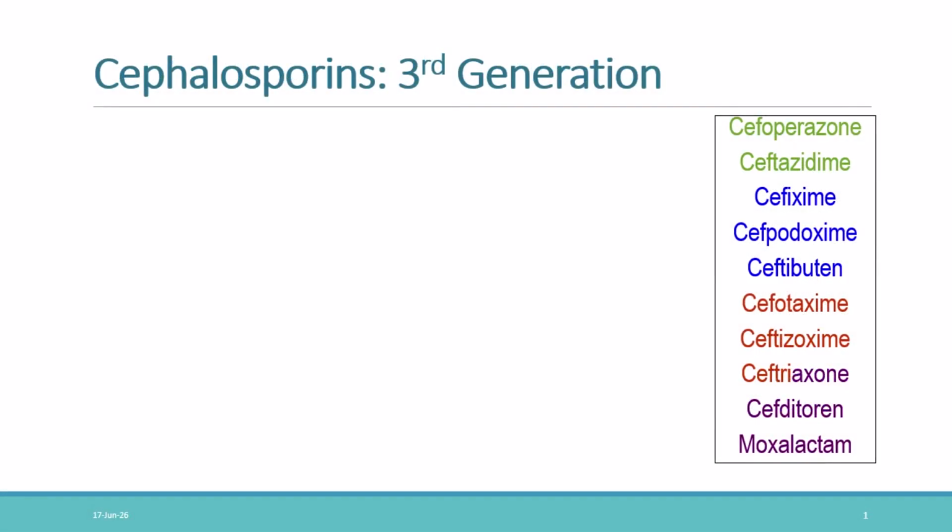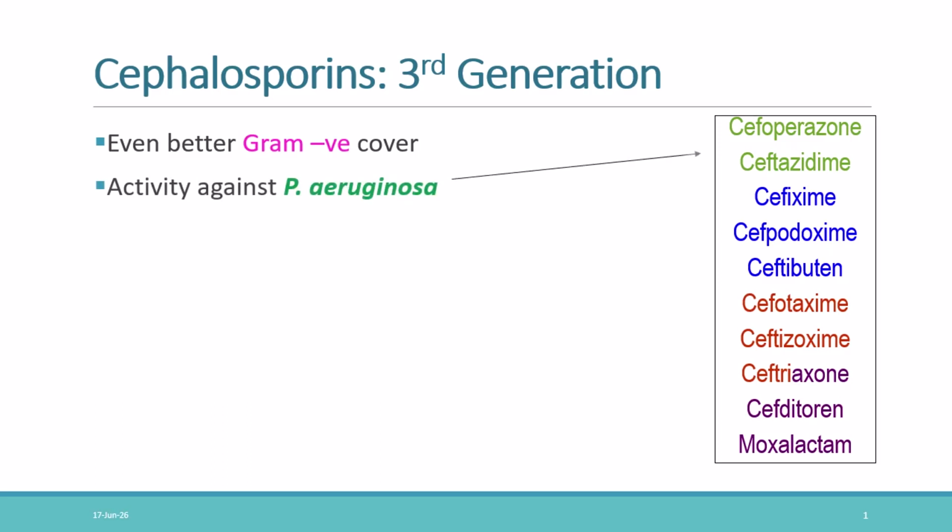Third-generation cephalosporins are characterized by substantially expanded gram-negative activity. Several members possess excellent activity against serious gram-negative pathogens and achieve therapeutic concentrations within cerebrospinal fluid, making them important agents for meningitis. Ceftazidime is particularly notable because of its activity against Pseudomonas aeruginosa.